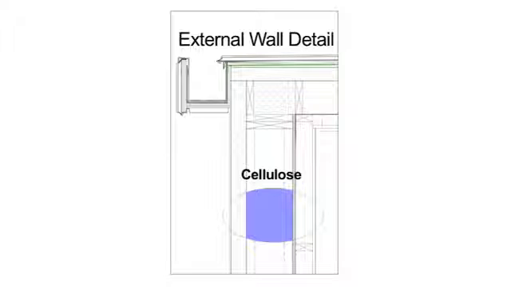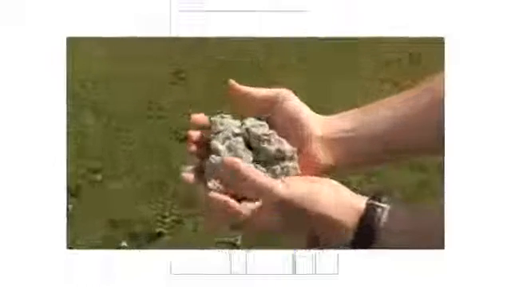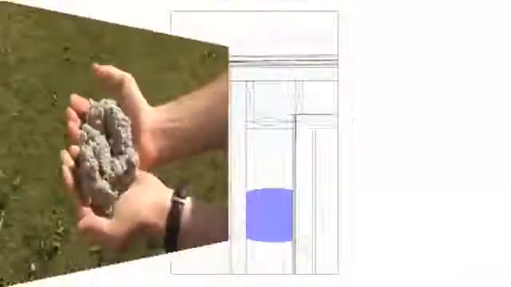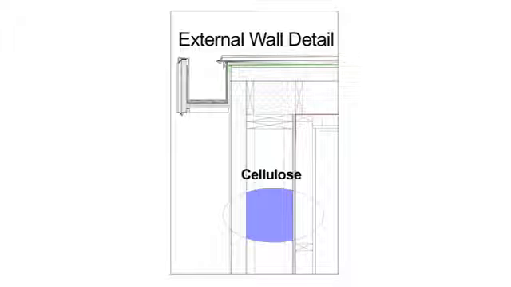Cellulose is made from recycled paper. It's an environmentally friendly material. It's non-allergenic, has a high fire resistance, has a very high acoustic value and is an excellent thermal insulation.